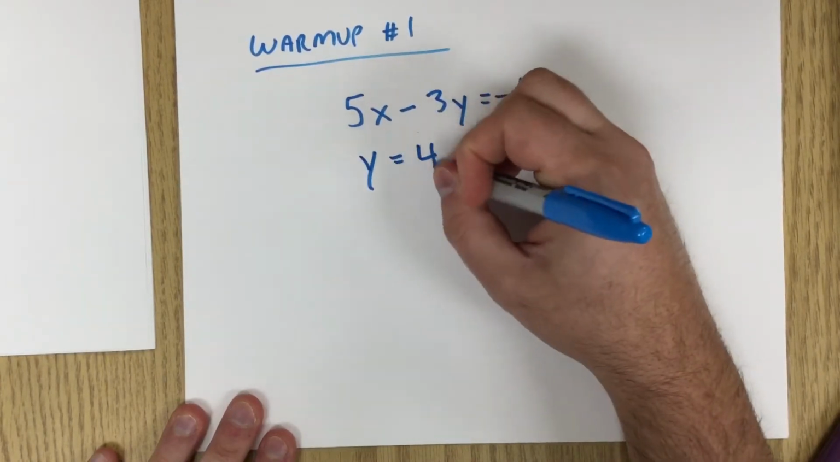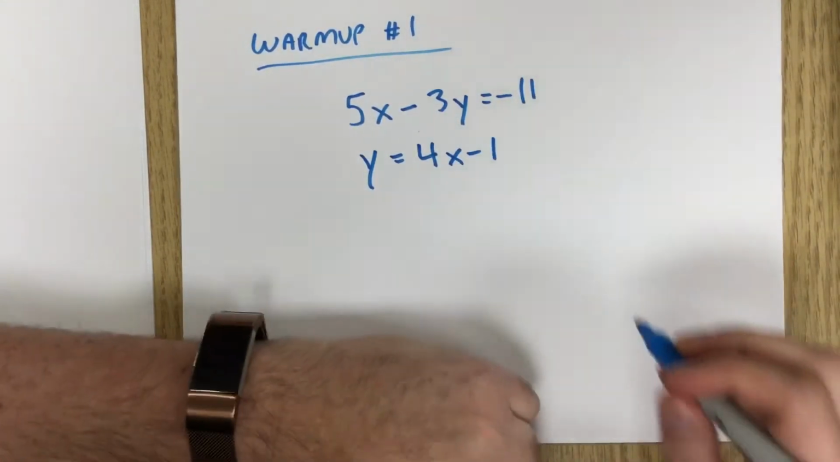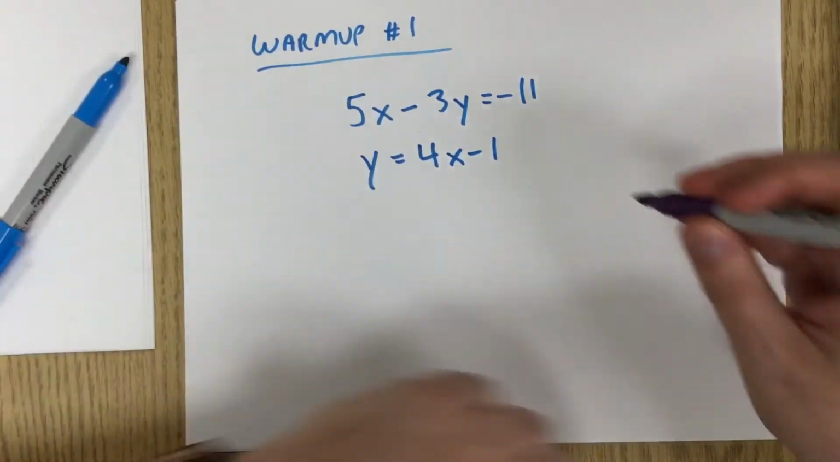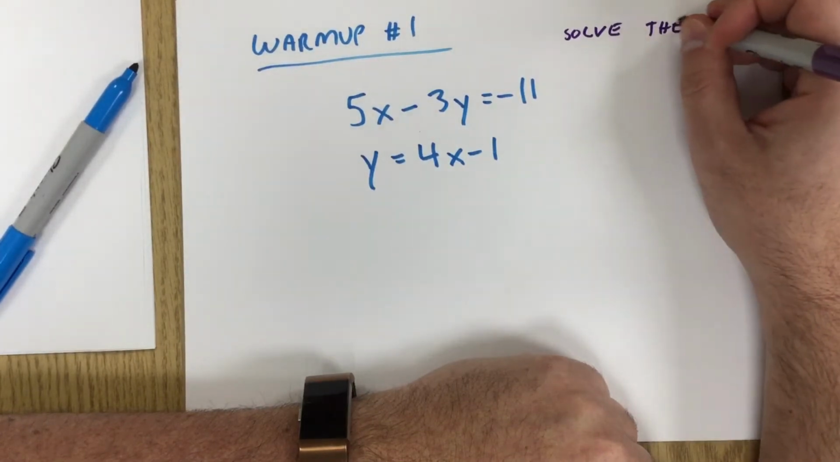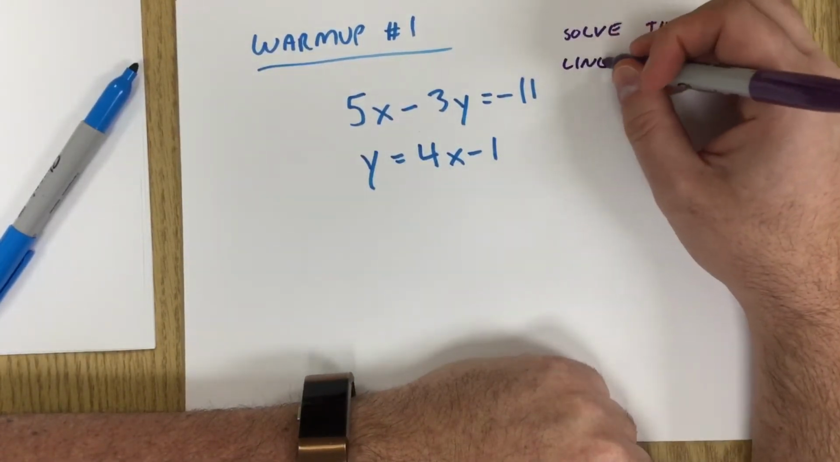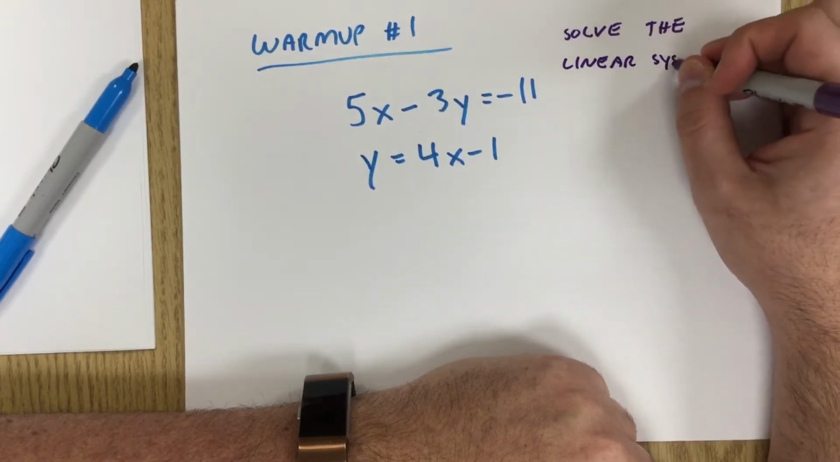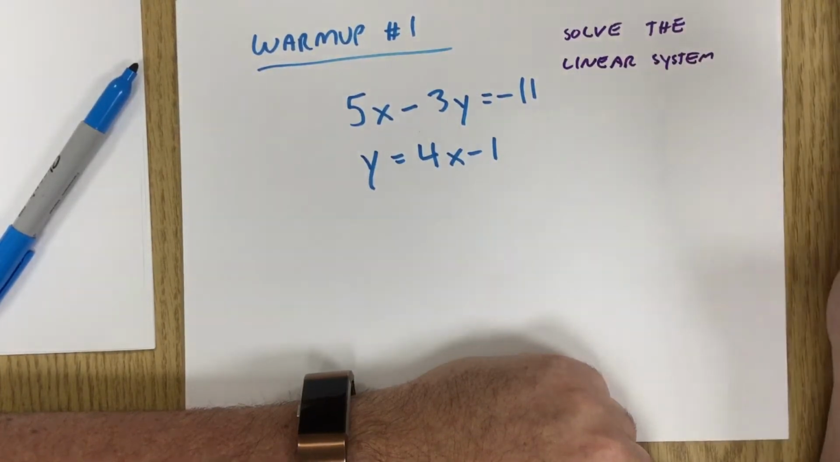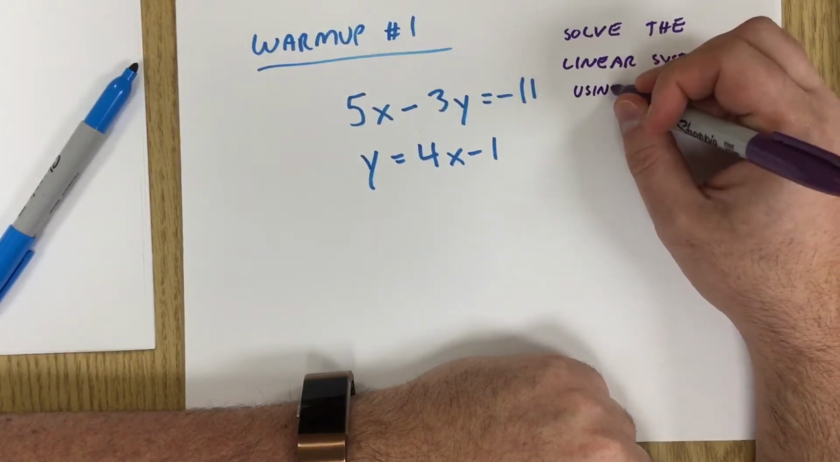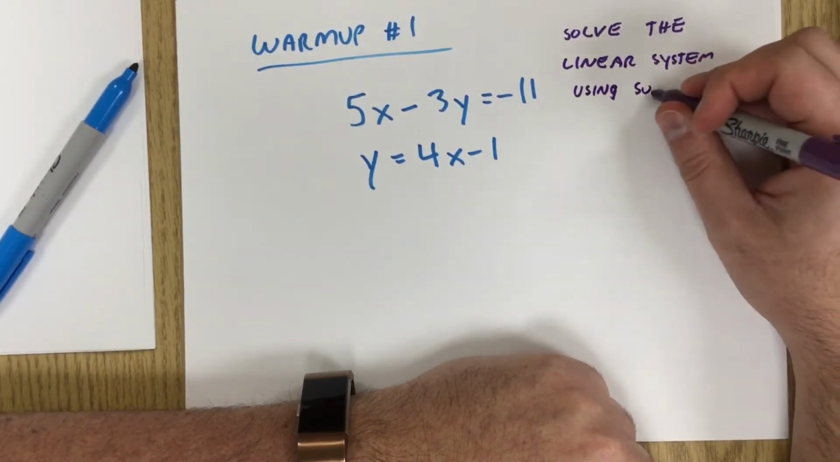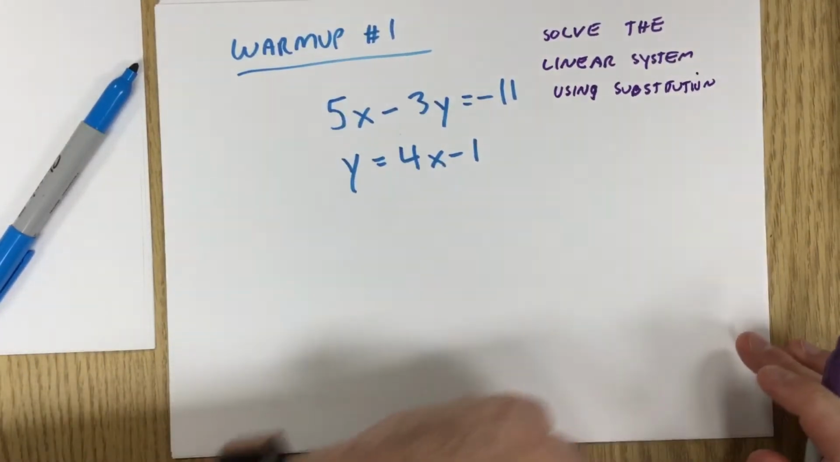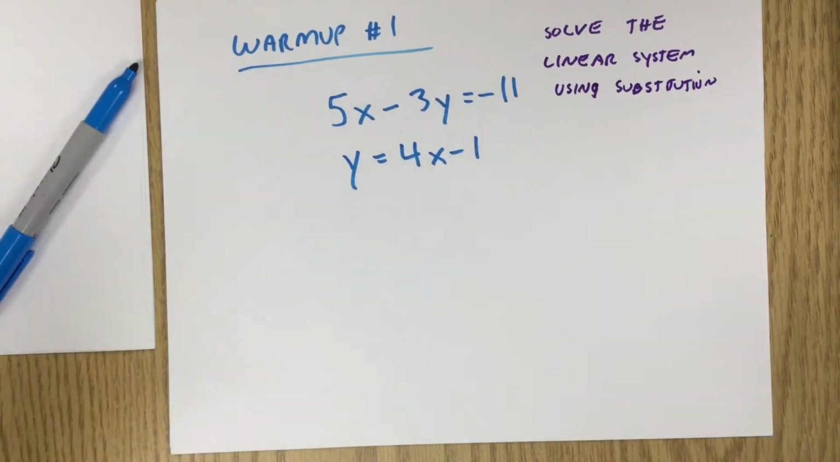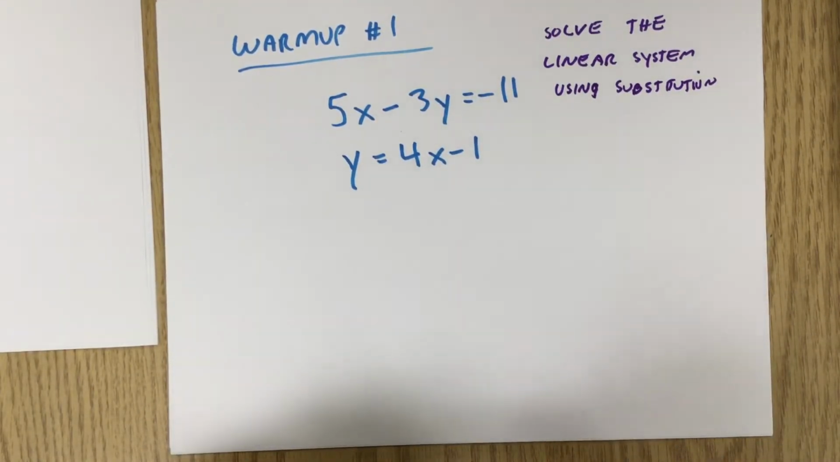And y equals 4x minus 1. And the directions are going to be: solve the linear system using substitution. Now you may have learned another way of doing it, like elimination or addition, sometimes they call it. But we're not going to do that. We're going to be doing substitution.